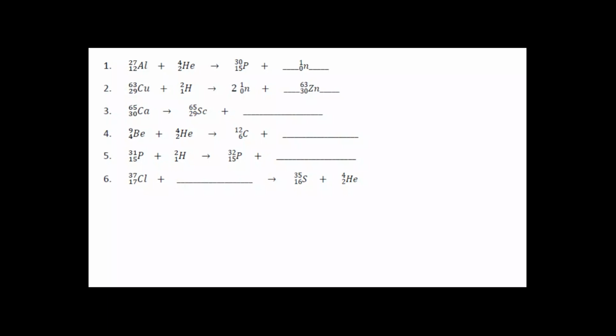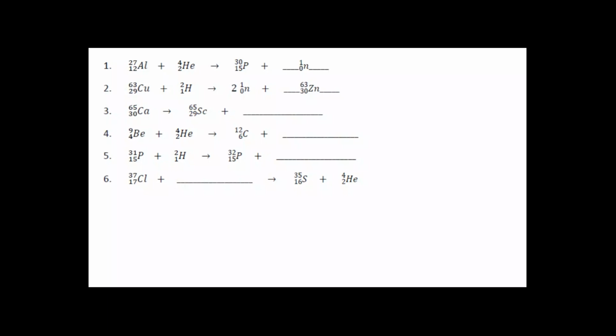63 plus 2 is 65, but this is still 63. So that's why you have 2 neutrons being given out, and therefore you need a 1 of this. This one, you have 65 going to 65, 30 going to 29. So you're going to have 0.